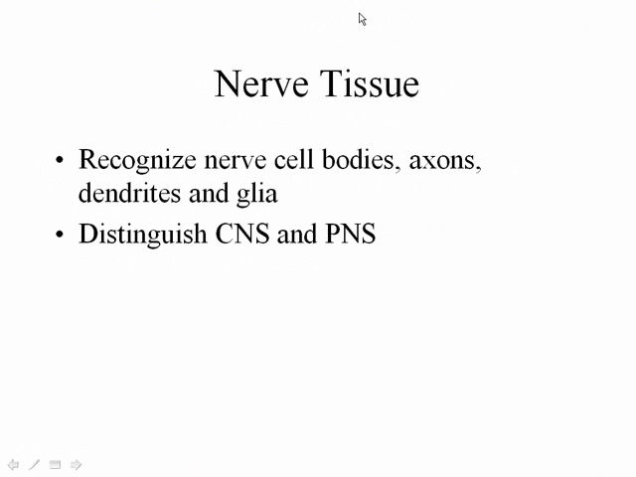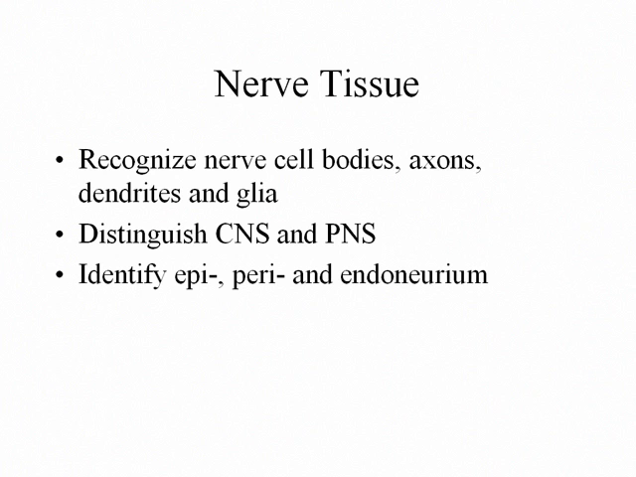The goals of the nerve lab are to recognize nerve cell bodies and their processes, which are axons and dendrites, and also to recognize the supporting cells that in general we call glia. We'd also like you to learn how to recognize the central nervous system as compared to the peripheral nervous system. And finally, within the peripheral nervous system, we'll cover how to distinguish epineurium versus perineurium versus endoneurium.